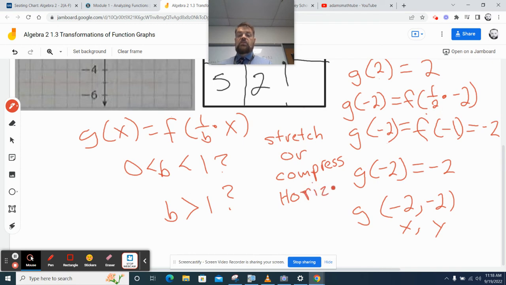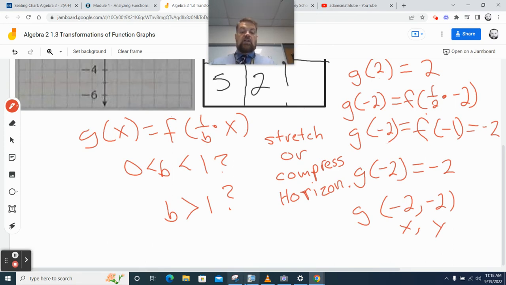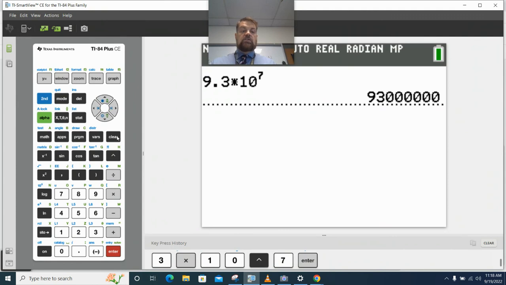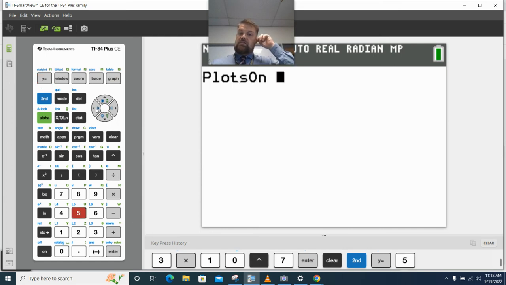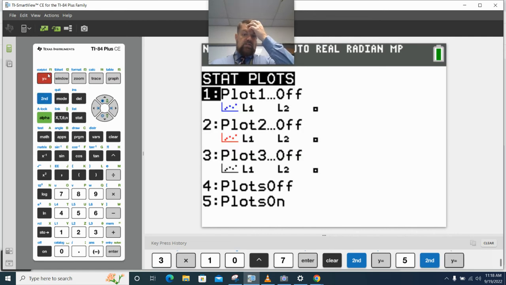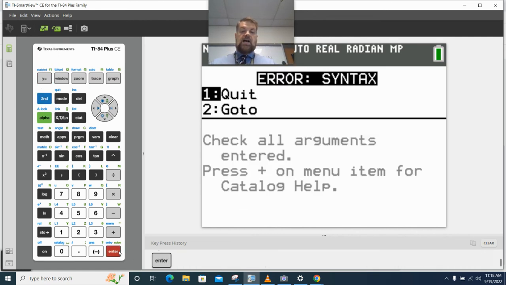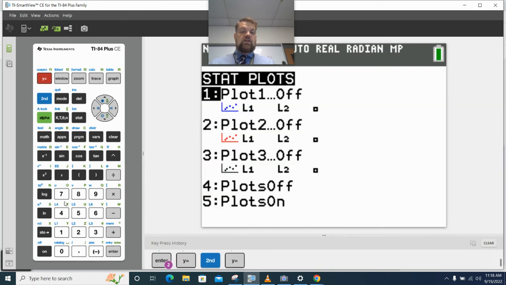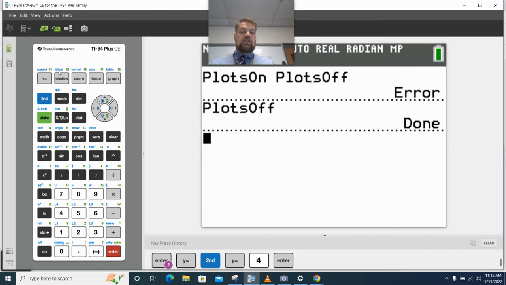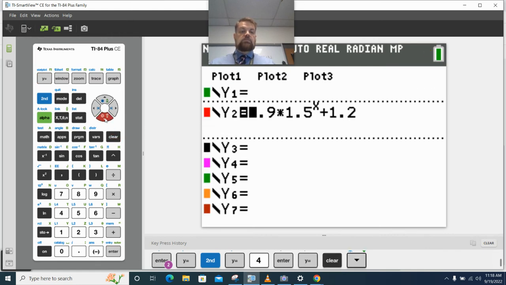Now, this is the example in your textbook. I'm going to pull something up on a calculator and give you an idea of what we're doing here. So let me give you a more practical example, and you guys could do this on your calculators as well. Clear everything out. Hit second y equals and choose option number 4. Turn off all the plots. Then go to y equals, clear everything out.